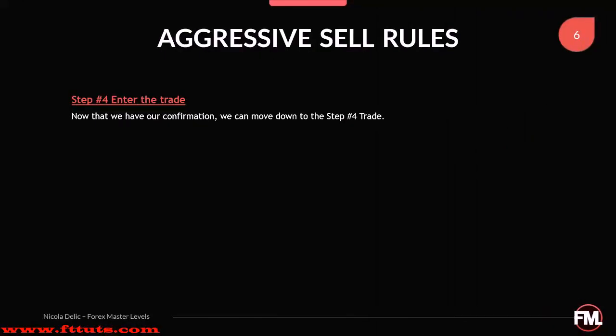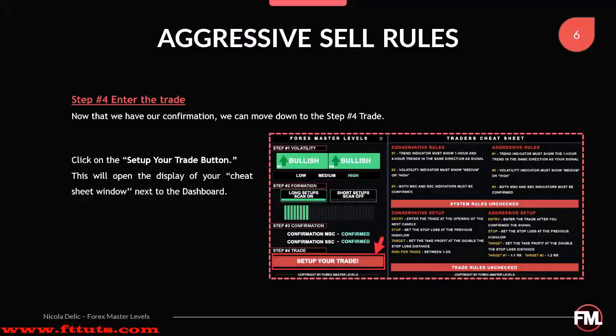Now that we have our confirmation, we can move down to step 4 and the trade. Click on the Setup Your Trade button. This will open the display of your cheat sheet window next to the dashboard, and instead of using the left part, we are going to look for the rules printed on the right side. So the trend indicator must show the 1-hour trend in the same direction as your signal. The volatility indicator must show medium or high, and both the MSC and SSC indicators must be confirmed.